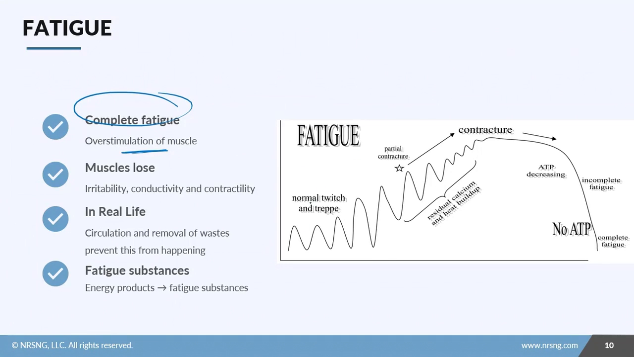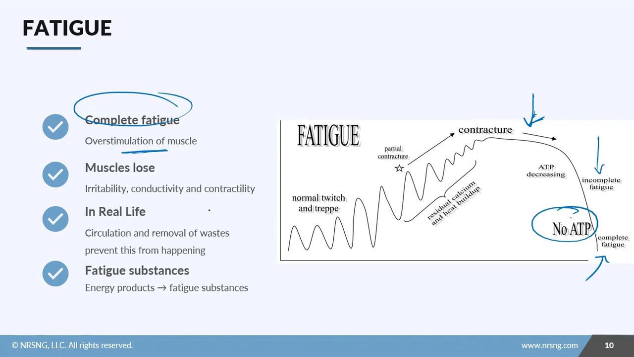So if you look here, you'll get kind of the normal contraction, relaxation. You finally get to the point where there's this heat buildup and the residual calcium. And then finally, once you hit this point where there's absolutely no way for you to contract this muscle any longer, you're going to have no ATP here. This is a phase of incomplete fatigue. So basically you're really weak, and then you've got complete fatigue.